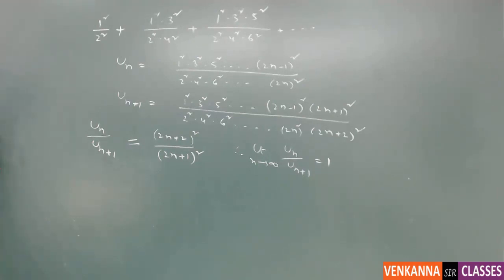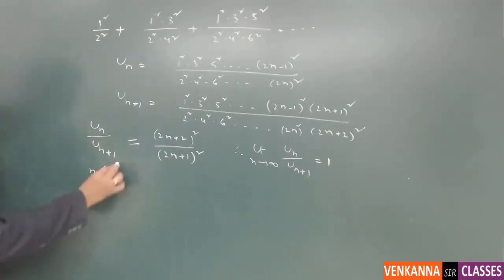You can do one more thing: you can expand this by using the (a+b)² formula. Here also you can use the (a+b)² format. Nothing wrong at all. Since the ratio test has failed here, we are going to apply the Raabe's test here.